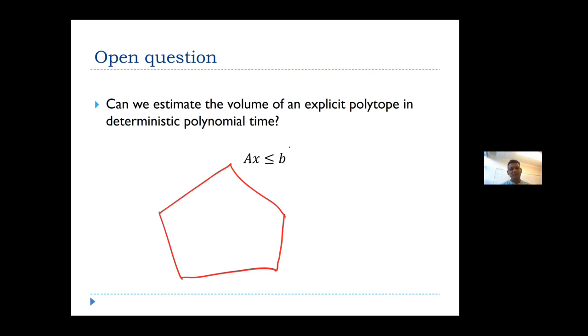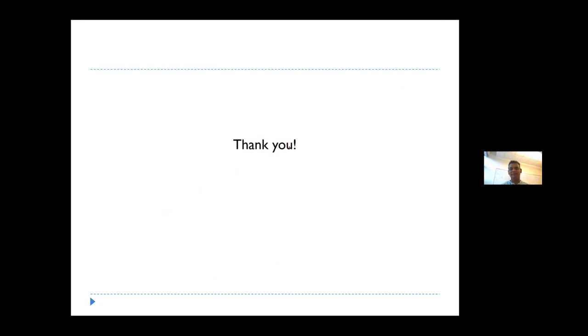Finally, here's a problem that we know much less about. Can we estimate the volume of an explicit polytope in deterministic polynomial time? So let's say I want a factor 2 estimate of the volume of an explicit polytope with integer coefficients and all of that. It's sharp-P hard, but I just want a factor 2 estimate. And even for this problem, the best known algorithms proceed with sampling and use a lot of randomness. And so the question is, can we do better? Thank you. Thank you, Santosh.